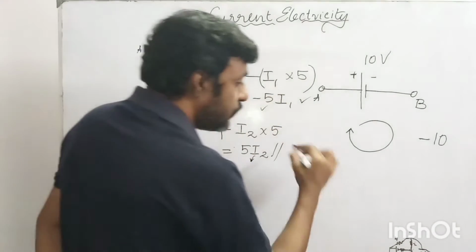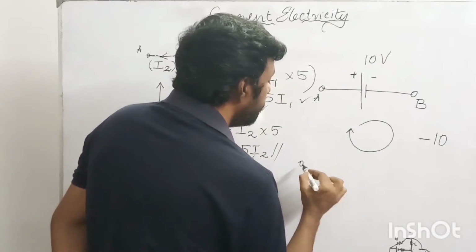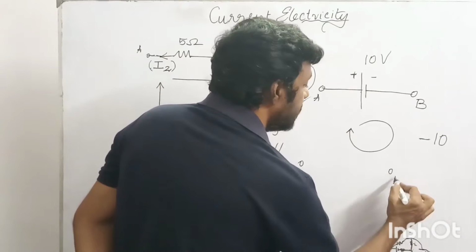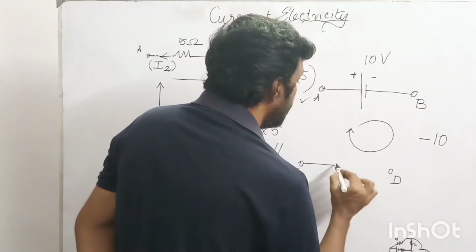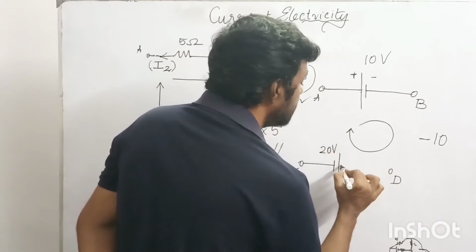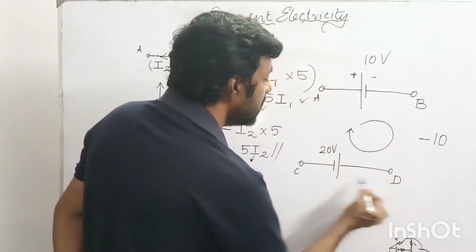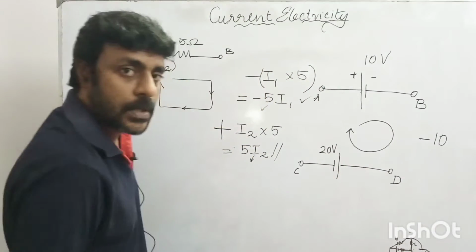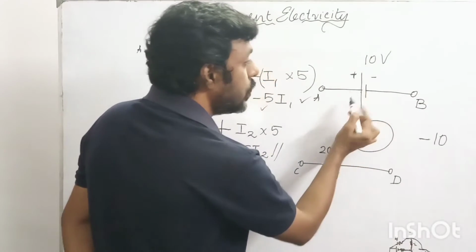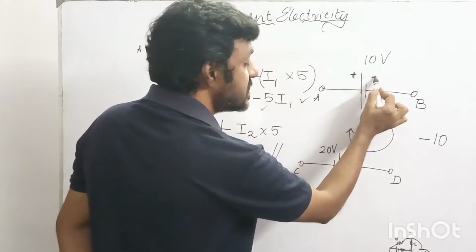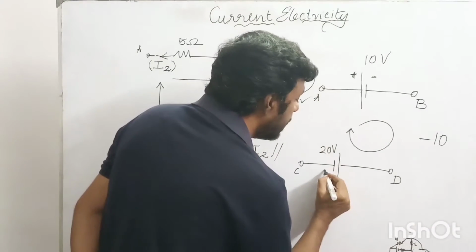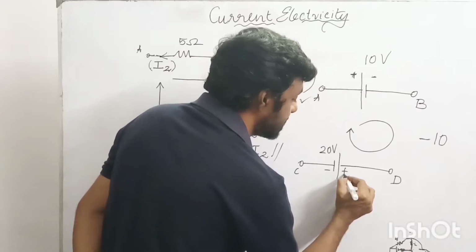In this fourth scenario, let us assume the same branch is CD. CD is a branch having a voltage source of 20 volts, a battery of value 20 volts. Now, in the third scenario there will be plus and minus. Now I am going to reverse the polarity of the battery. So what will happen? Here it will be minus and here it will be plus.